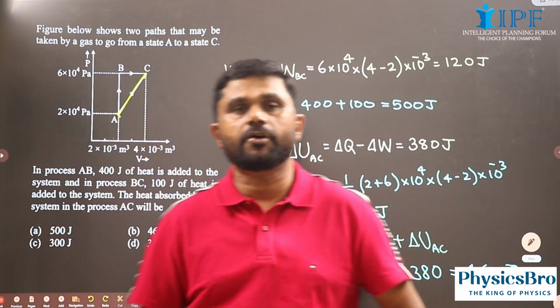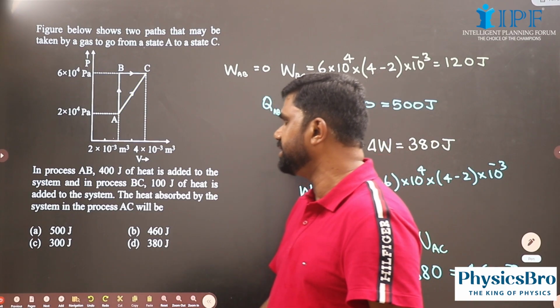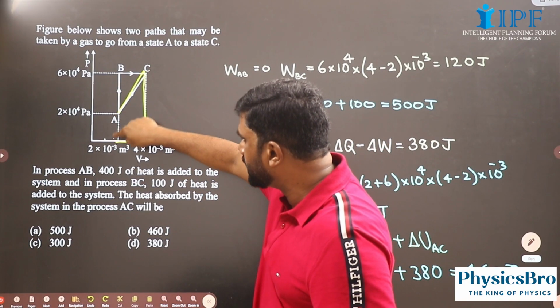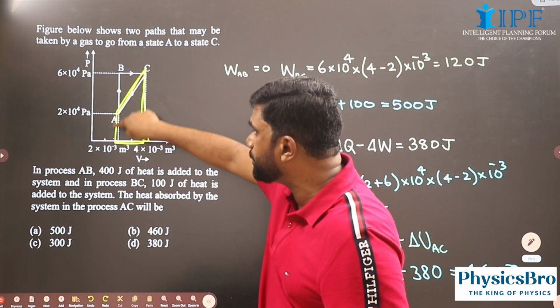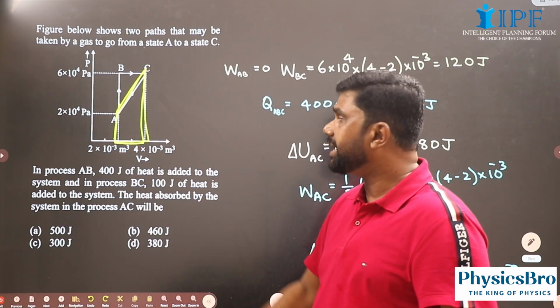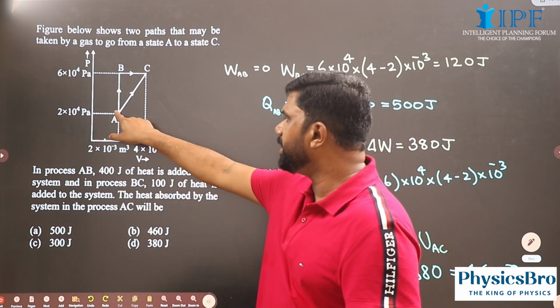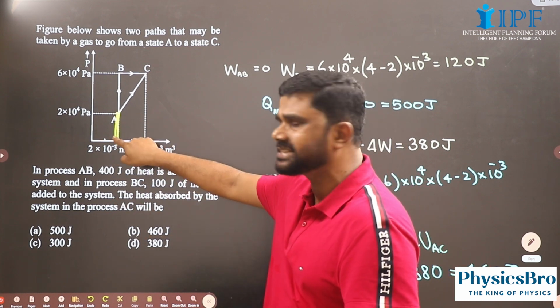Now let's find the work done during the process AC. See, this is the process AC. So the area under the graph will be the work done, as this is a PV diagram. Here the area is a trapezium, so work done will be the average of the parallel sides.